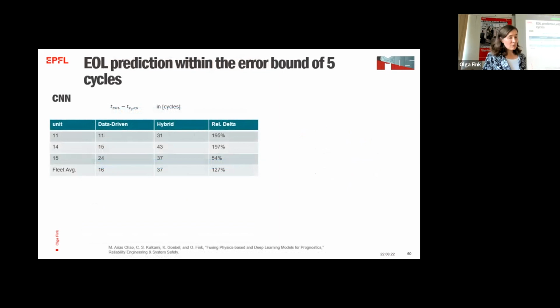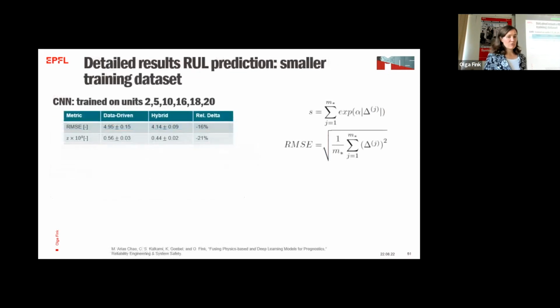So we also wanted to see when the user can start trusting the algorithm, because this is where, for example, the error bound of 5 cycles is not left anymore. So at what point in time do we reach such a prediction accuracy that it does not leave the error bound of 5 cycles anymore? And what we see is that we can improve the prediction horizon, when we are really sure when the end of life would be, by more than 100%, and for some units even by 200%.